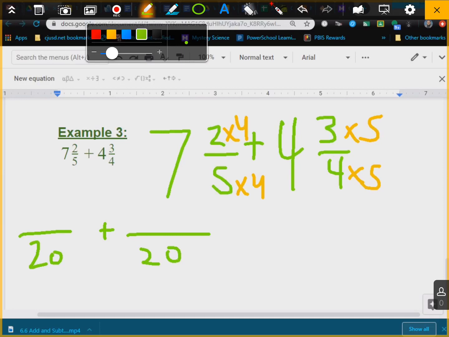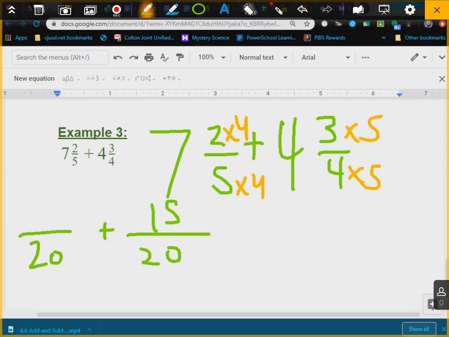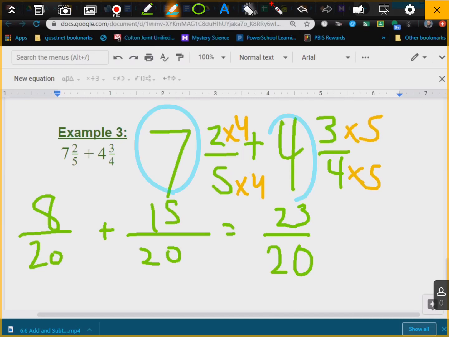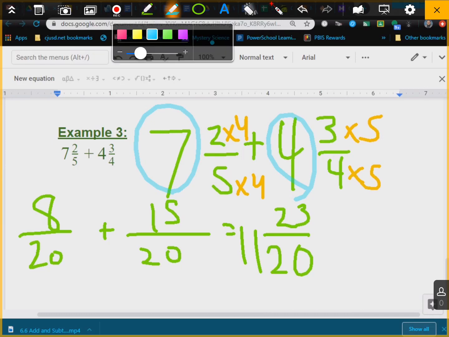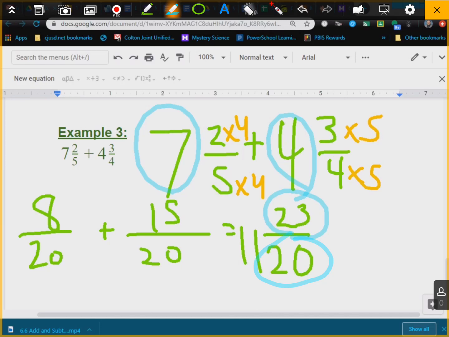So 4 times 5 is 20. 3 times 5 is 15. 5 times 4 is 20. 2 times 4 is 8. And now I add. Okay, 8 plus 15 is going to be 23. So 23/20. Okay, 7 plus 4 is going to be 11. Now, here's the deal. My numerator is bigger than my denominator. Therefore, I need to convert it.